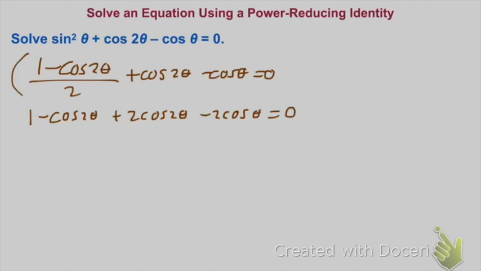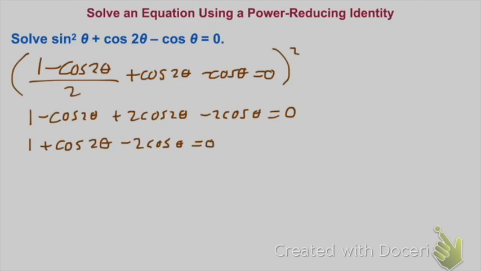So what I did is I took this whole thing here and multiplied every term by 2. That's that least common denominator method we learned a long time ago. Now we look at what we have and we combine like terms. We have a negative cosine 2 theta and a positive 2 cosine 2 thetas. So they become a positive cosine of 2 theta, minus 2 cosine theta. This is equal to 0.